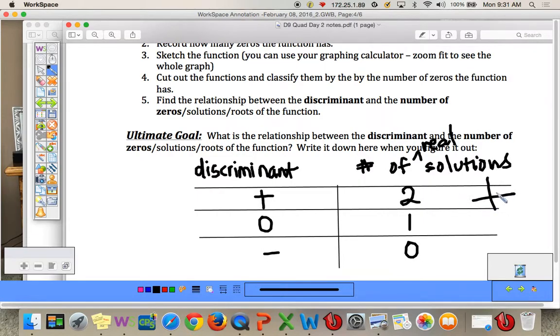Here's what a graph might look like with 2 solutions. Here's what a graph might look like with 1 solution. And here's what a graph might look like with 0 solutions. And again, here would be the solutions.